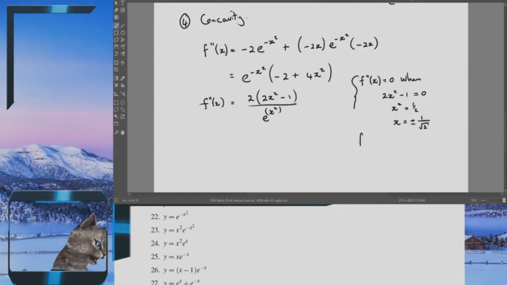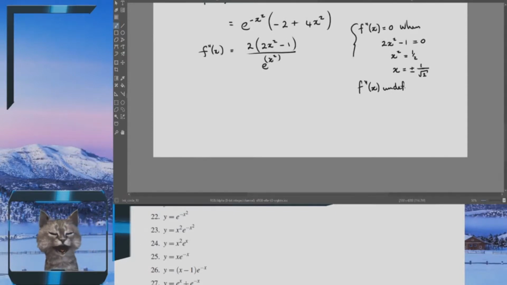Next, when is the second derivative undefined? When the denominator is 0, but that's not happening because it's e to the something. So that's a never. So I have my possible inflection points at plus minus 1 over root 2. Not ideal, but it is what it is.